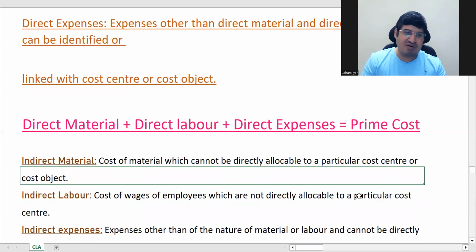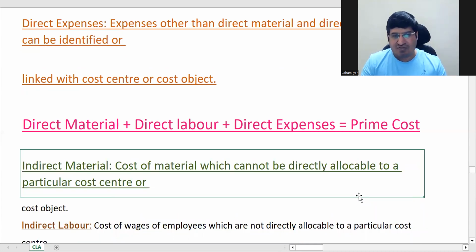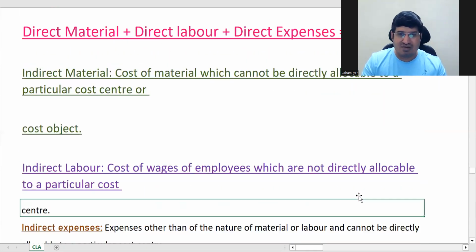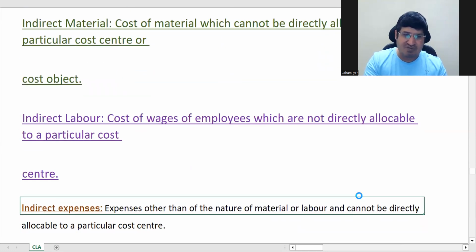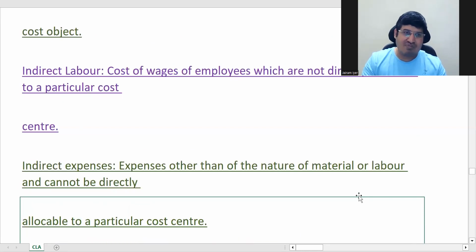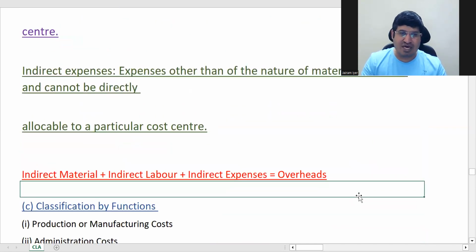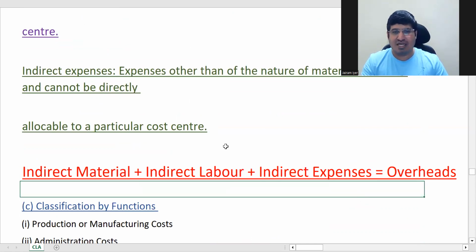And same now, indirect material, indirect labor, indirect expenses; these three will be indirect. Anything which is indirect. Cost of material which cannot be directly allocable to a particular cost center, you have to apportion it to many cost centers. Then indirect labor, which is not directly allocable, same thing. And if there is any other expense which is indirect, but which is not indirect material and indirect labor, that is indirect expenses. Got it? So indirect material, indirect labor plus indirect expenses is called overheads, right?